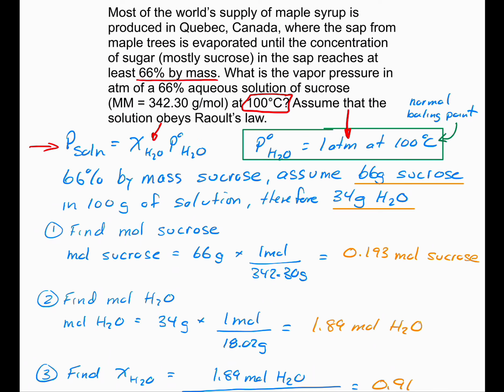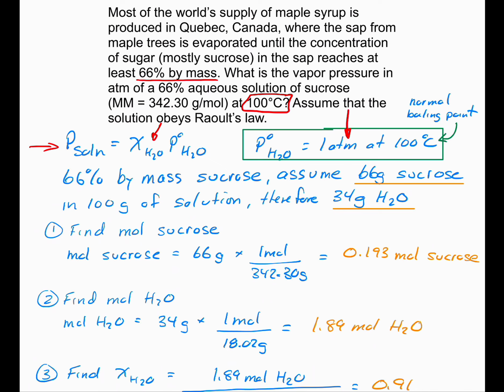And to do that, we need to figure out how many moles of water there is, but we also need to know how many moles of sucrose there is, because we need the moles of everything, right? That's the bottom of the fraction. We have the moles of the water on top, and then the bottom is going to be the moles of water plus the moles of sugar.